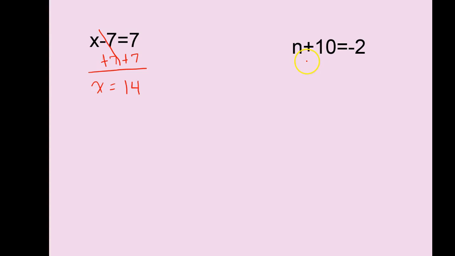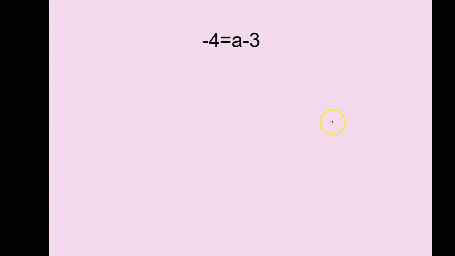Again, we have plus 10. We're going to subtract 10 from both sides. The 10's cancel. N equals negative 12. Be sure to pay attention to your signs.